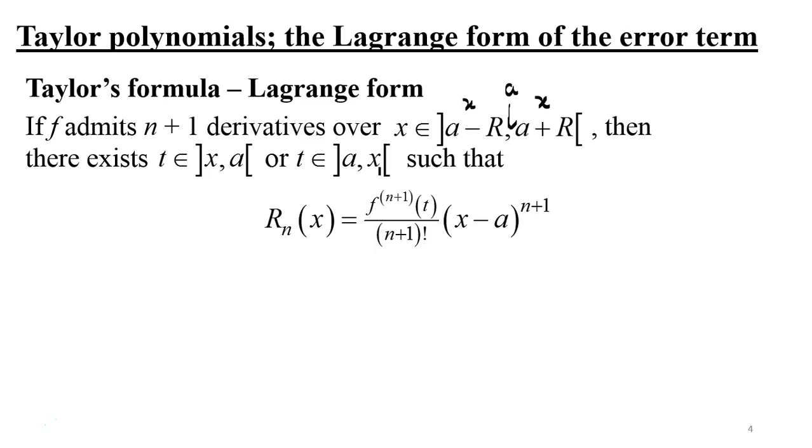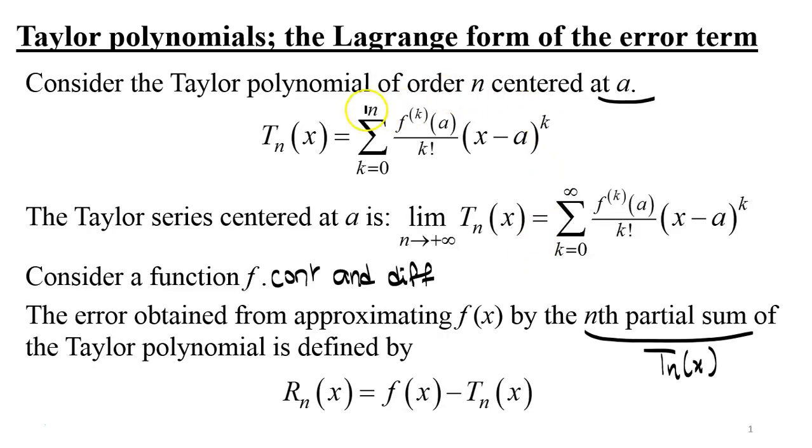So going back to Taylor's formula, or the Lagrange form of the error term. If I have f to admit at least n plus 1 derivatives over the interval of convergence, then there exists a real number t between a and x such that Rn of x would be the derivative of order n plus 1 of t over n plus 1 factorial times x minus a to the n plus 1. Now, you'd notice that the form of this term would remind you a lot of the terms in the expansion of the Taylor polynomial.